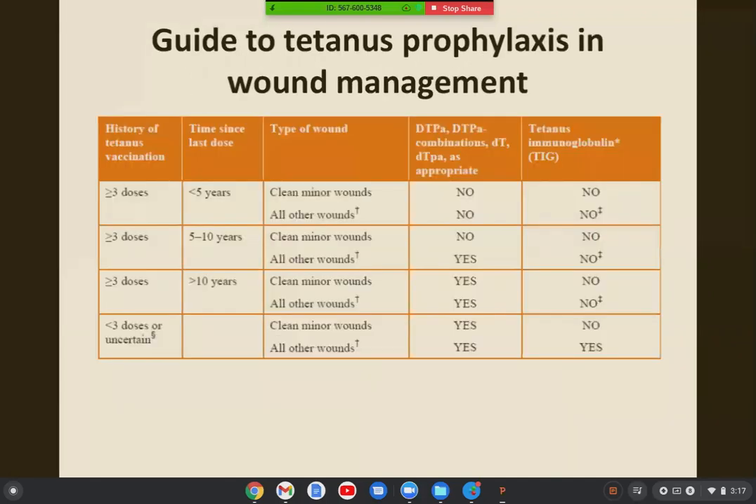A guide to tetanus prophylaxis in wound management: 3 doses of vaccine with less than 5 years since the last dose, or more than 3 doses with 5 to 10 years. In a clean wound, only the vaccine needs to be given. If 10 years have elapsed and more than 3 doses have been given, we consider only vaccination if there is a clean minor wound. For all other wounds, if the primary vaccination dose is uncertain and there is a clean minor wound, we give only the vaccine. Apart from clean minor wounds, we consider tetanus immunoglobulin.